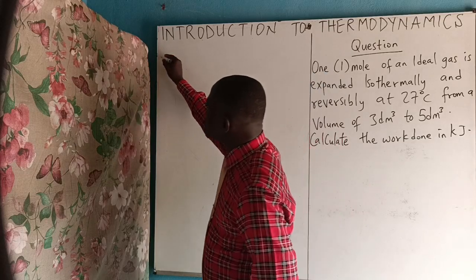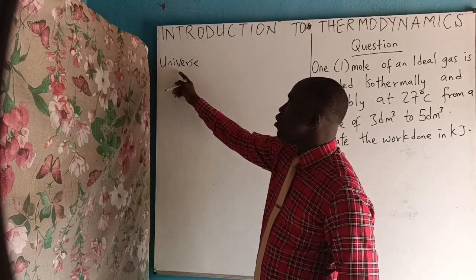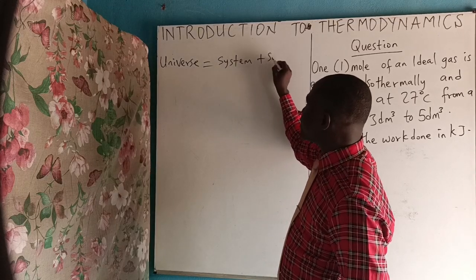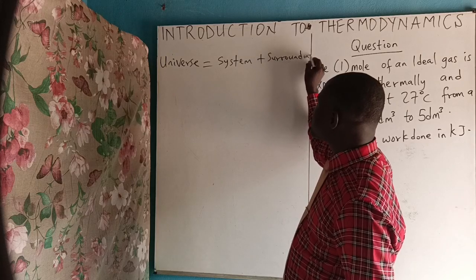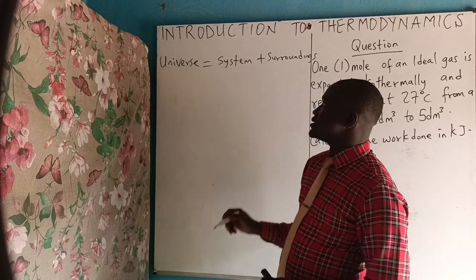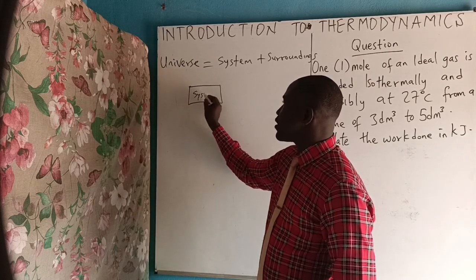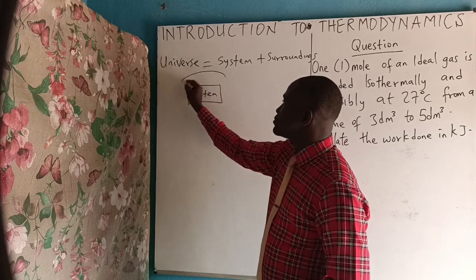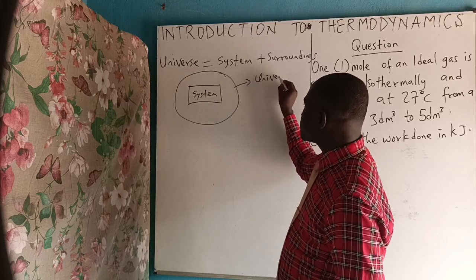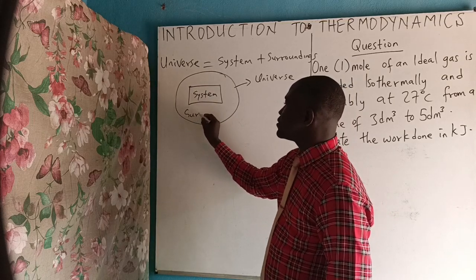Before we continue, we need to understand that universe is equal to system plus surroundings. Universe equals system plus surroundings. What do we mean by this? Look at a system. We'll call this a system, for instance. Okay? The totality is called a universe. Anything outside this system, which is inside this universe, is called surrounding.